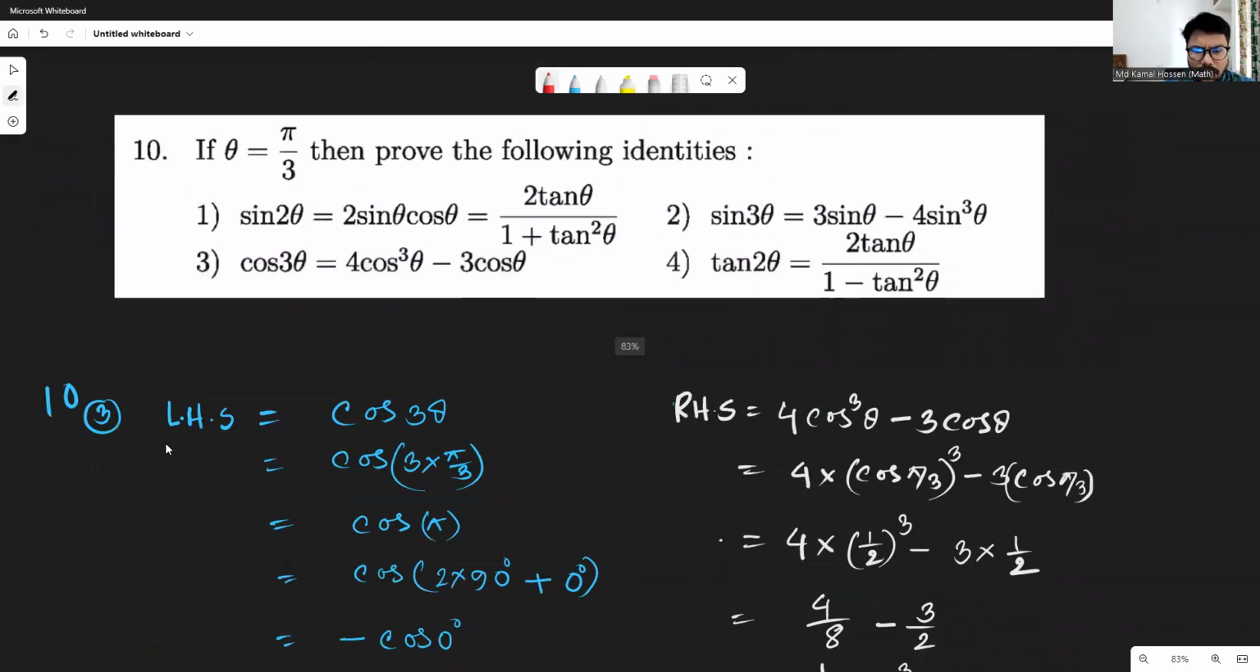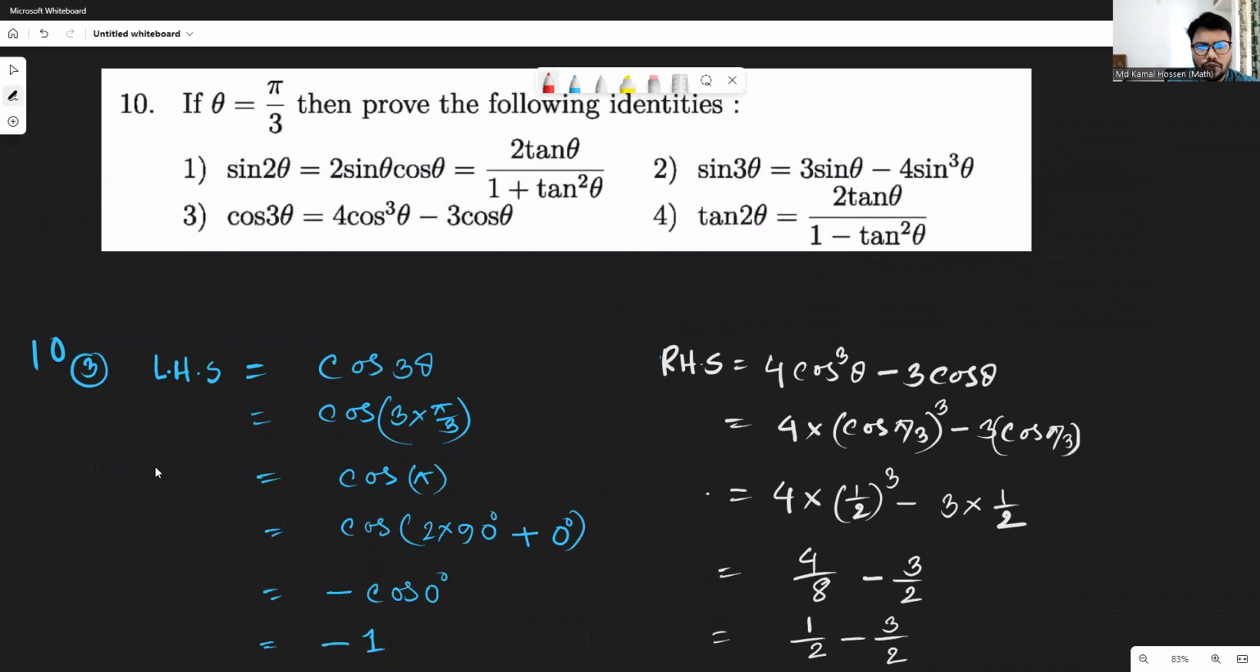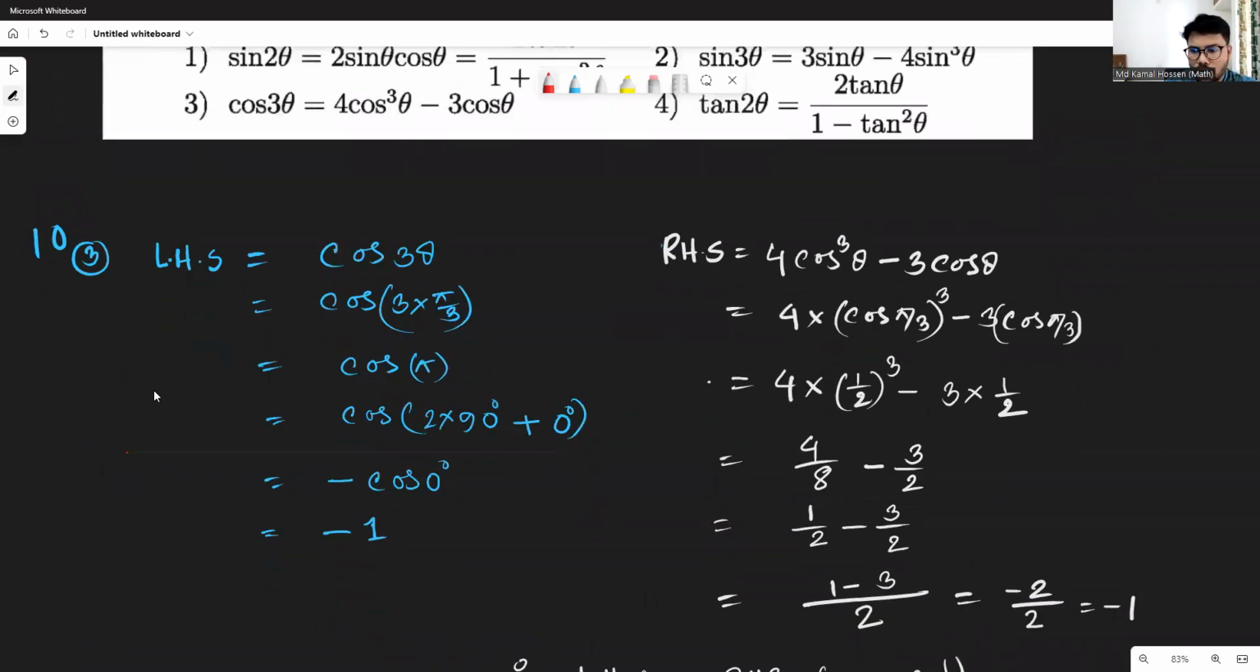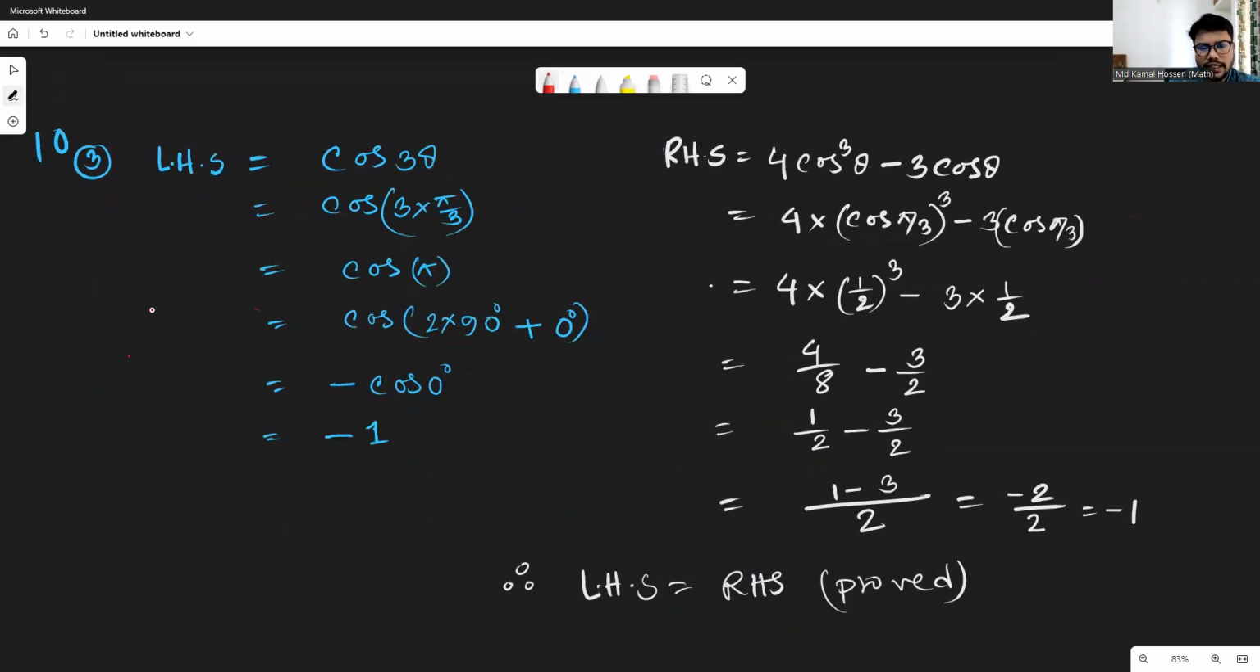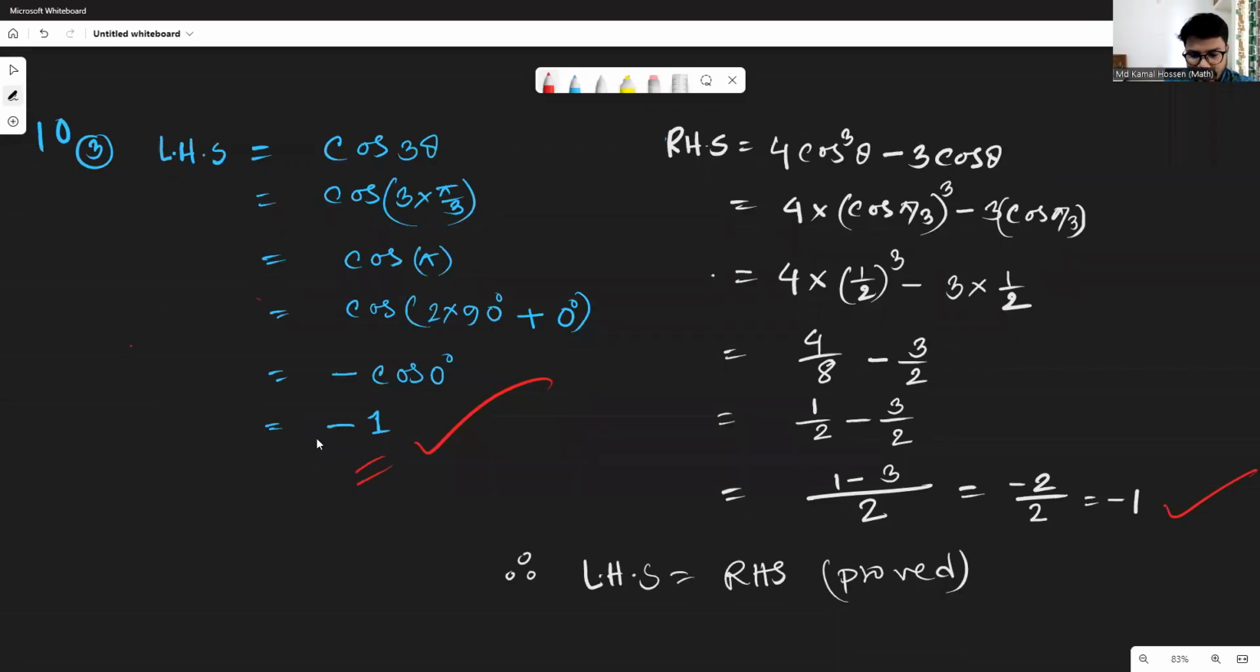Questions number 3 and 4 are the same type of question. This is question number 3. This is the left hand side, as in the previous math. Do it by using the calculator or directly break down the angle pi, and you will get -1. So, as in the previous one, put the value of theta and do the simplification one by one. You can write -1 here. So the left hand side equals the right hand side.